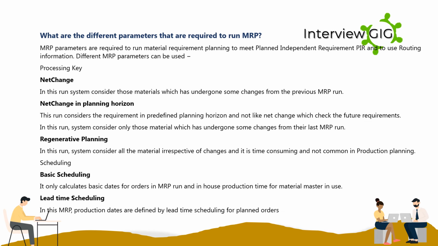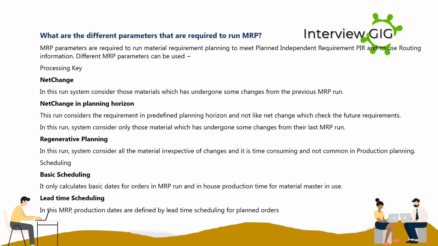What are the different parameters that are required to run MRP? MRP parameters are required to run material requirement planning to meet planned independent requirement PIR and to use routing information. Different MRP parameters can be used. Processing key. Net change. In this run, system considers those materials which have undergone some changes from the previous MRP run.